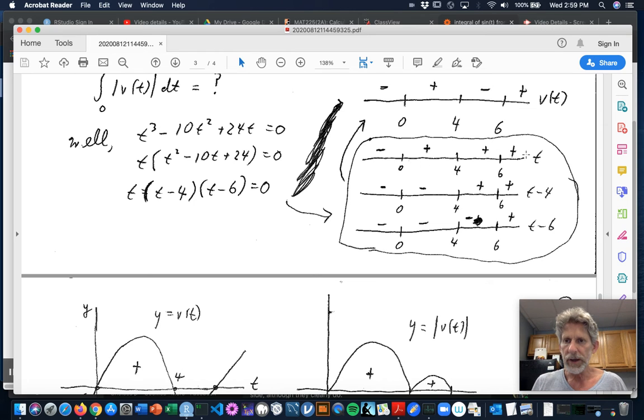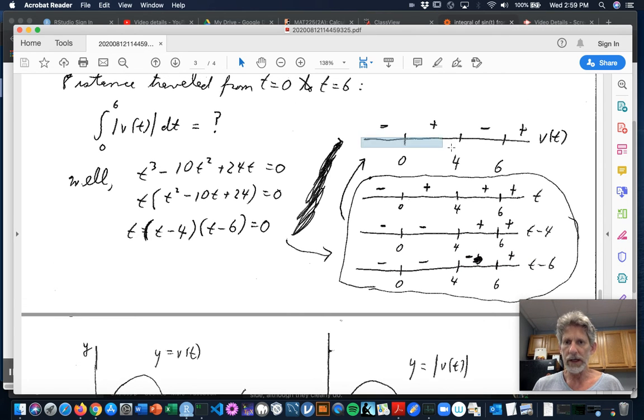And then I think about t, and I think about where's it positive, where's it negative? Well, before 0, it's negative. But after 0, it's going to be positive, both between 0 and 4, between 4 and 6, and after 6. How about t minus 4? Well, it's going to be negative before 4, positive after. How about t minus 6? Negative before 6, positive after.